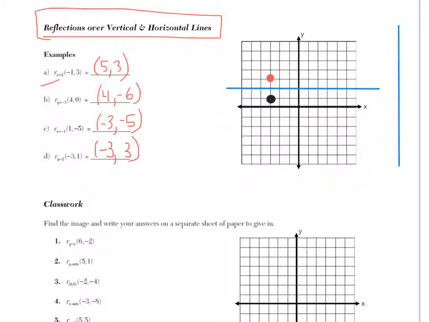So let's summarize what we did here. For these problems where it was a reflection over a vertical or a horizontal line, we really relied on our understanding of what a line of symmetry is and what the relationship is between the point, the pre-image, and the image. We literally counted the distance from the point to the line of symmetry, and then on that same line, counted that same distance away from the line of symmetry to find our new point.